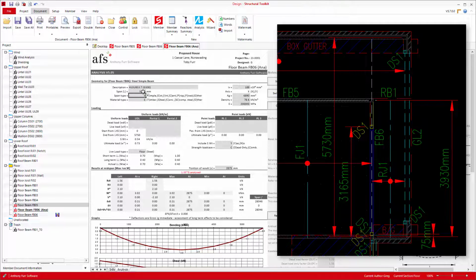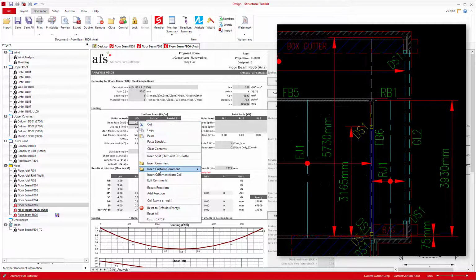So in our UDL input, we'll go 0.4 by 0.9 for our dead load, being 0.4 kPa times 900 centres. And then in our live load, we'll go 0.25 kPa times 900 centres. To keep things clear, we'll also add a comment stating where our load comes from.